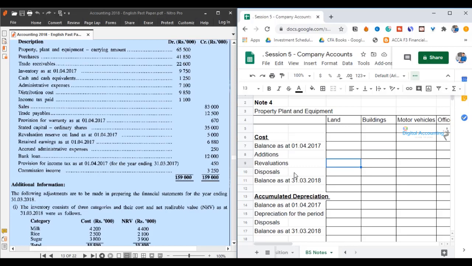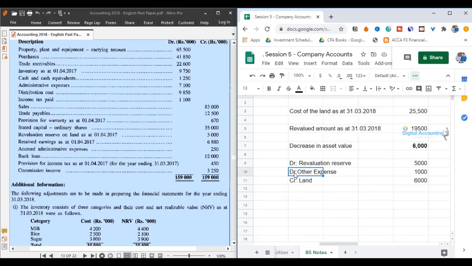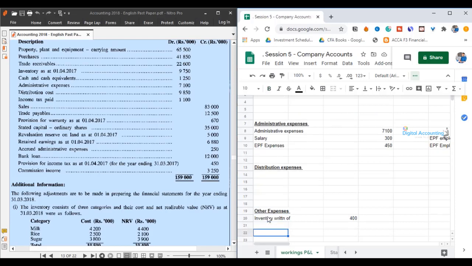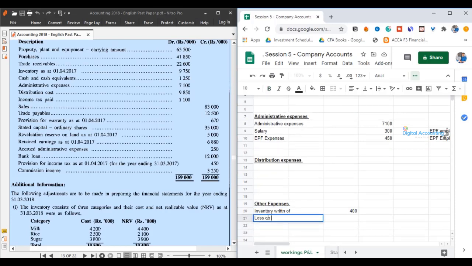So from the revaluations, we need to take away 6,000, so that's a minus figure. In other expenses, we need to show 1,000 as a loss on land revaluation. That's a P&L working: loss on land revaluation.